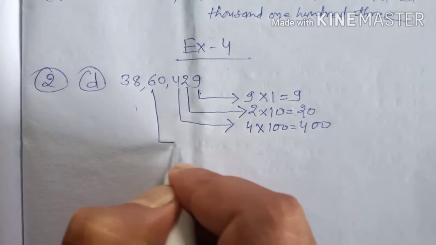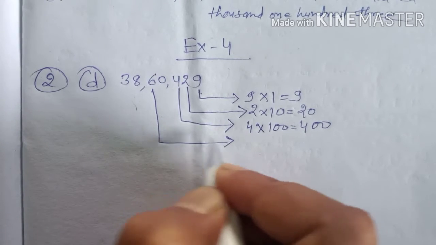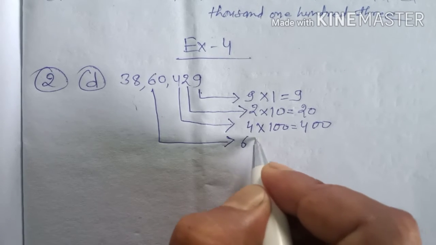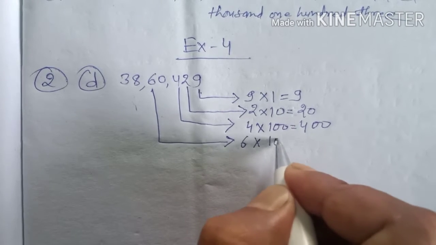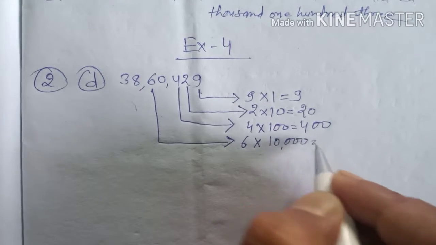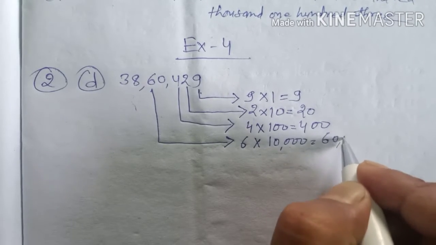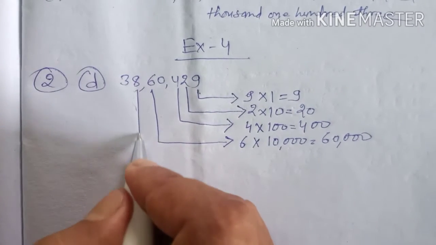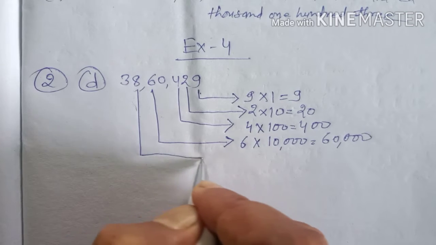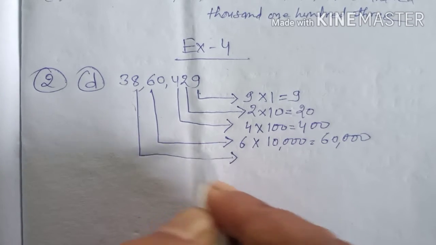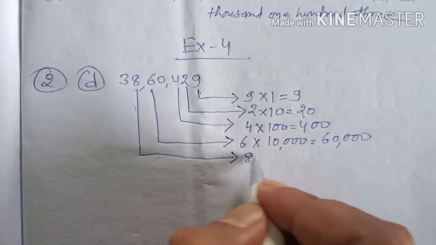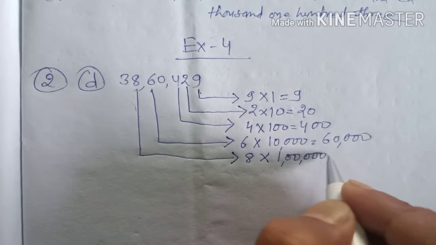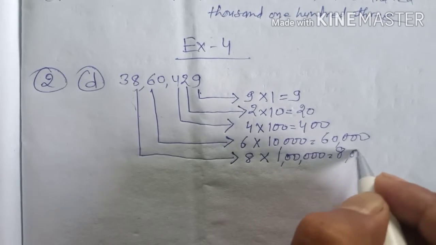So now for 6, because it is at the 10,000 place, it will be multiplied by 10,000 and its place value will be 60,000. Now come to 8. This is at the lakh place, so it will be multiplied by 1 lakh and the place value will come out 8 lakh.